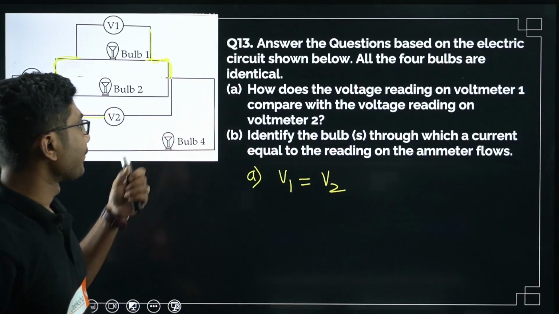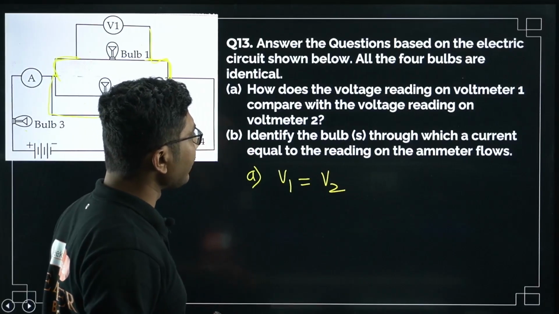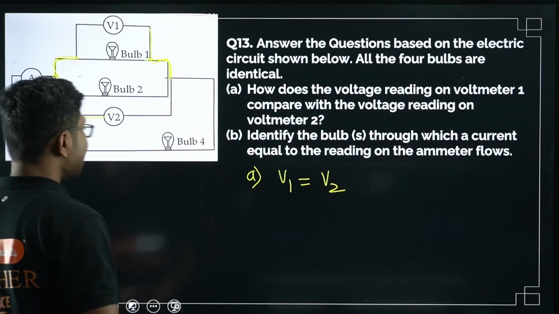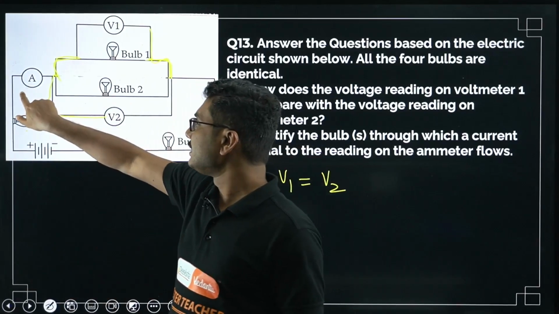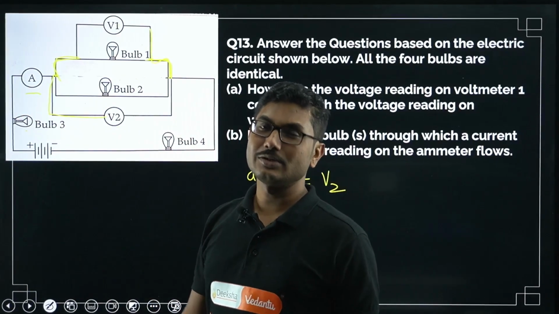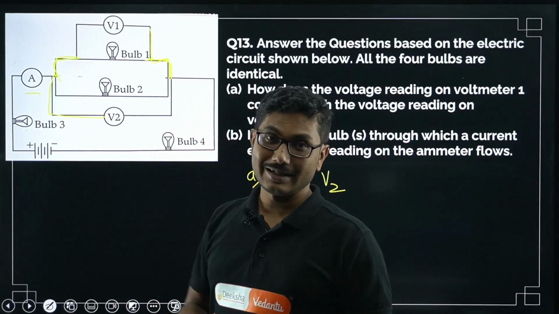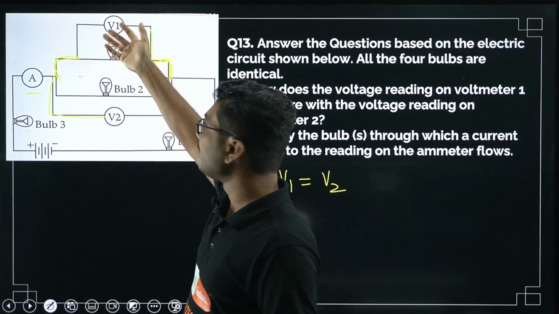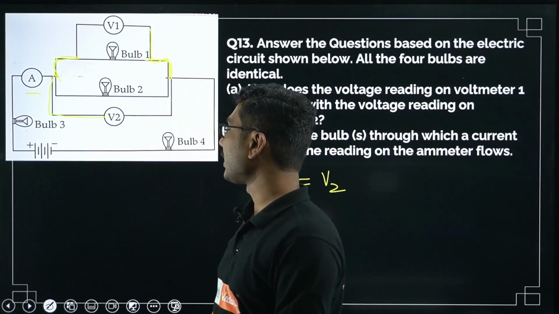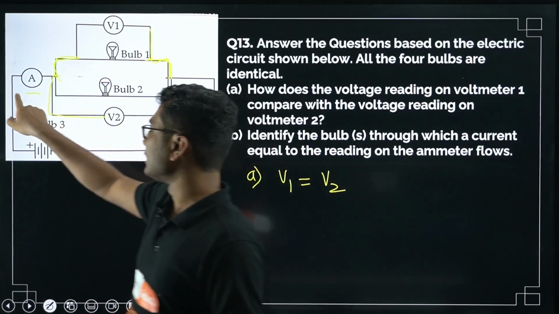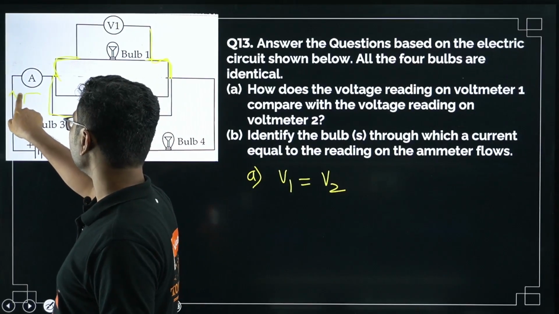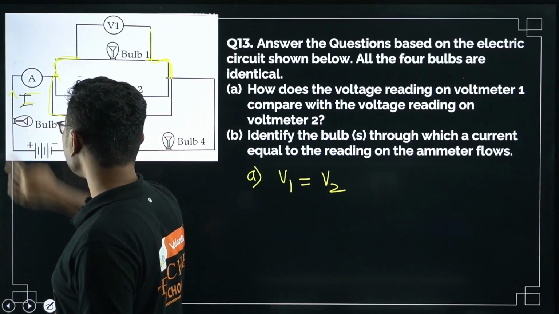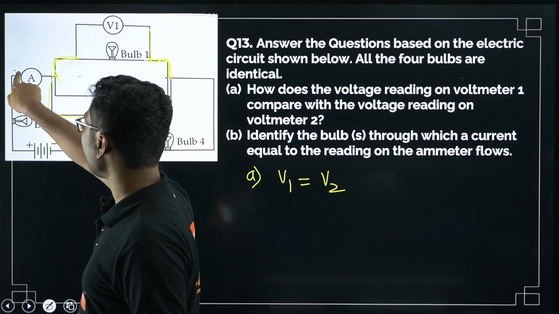Right? Now next, identify the bulbs through which current equal to the reading of the ammeter flows. Now let's see, the ammeter is connected in series. So these two bulbs are connected in parallel, which means they will have different amounts of current flowing through them. Say the current in the circuit is I, flowing in here. So this current will pass through the ammeter as well.